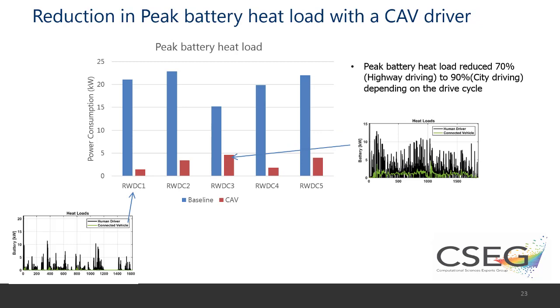And when we look at the peak heat loads, the story remains the same. Whether it is a city driving cycle, which is RWDC 1, 4, and 5, or highway driving cycles, the peak heat loads drop by quite a bit, 70 to 90% drop in peak battery heat loads, using the connected and autonomous driving features.